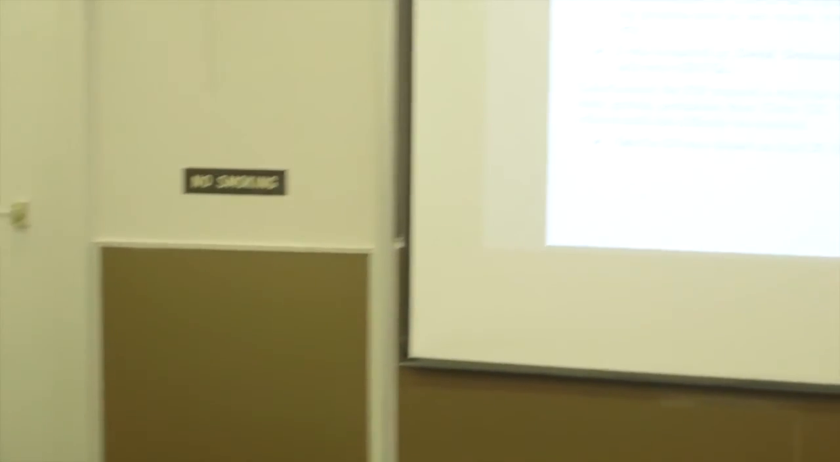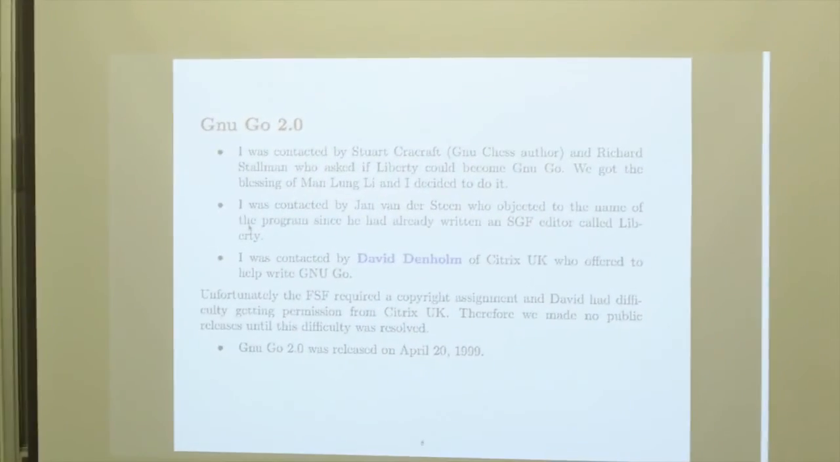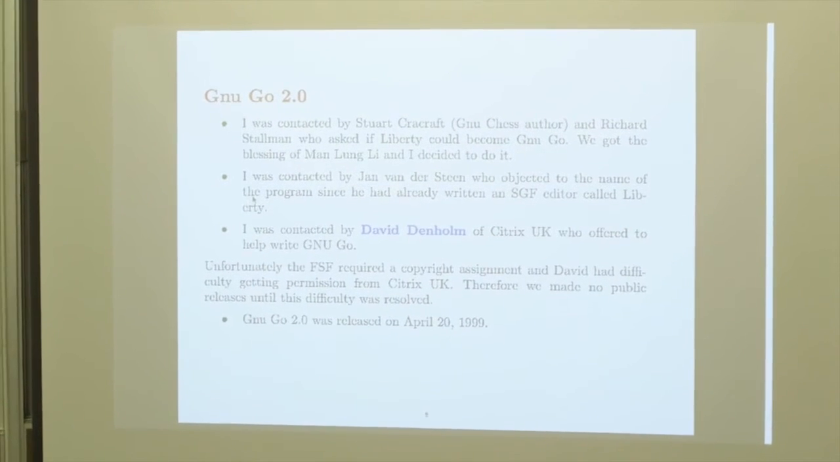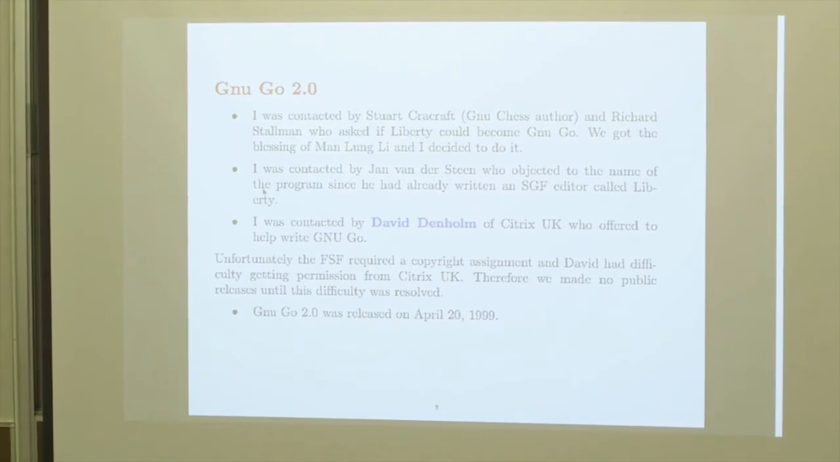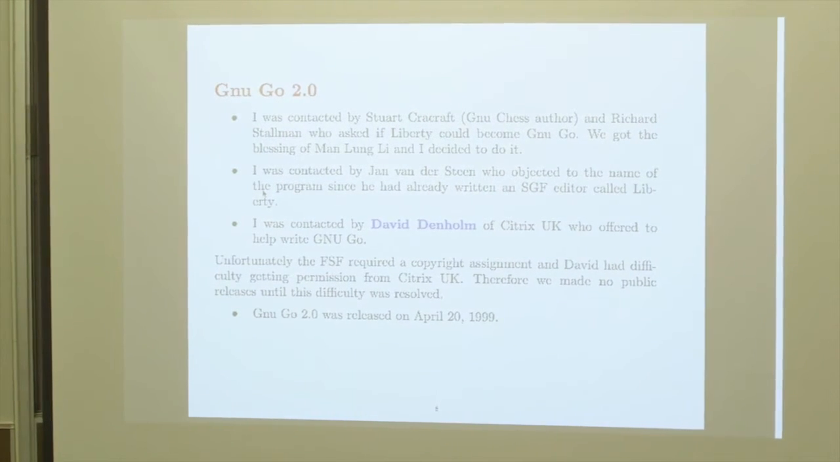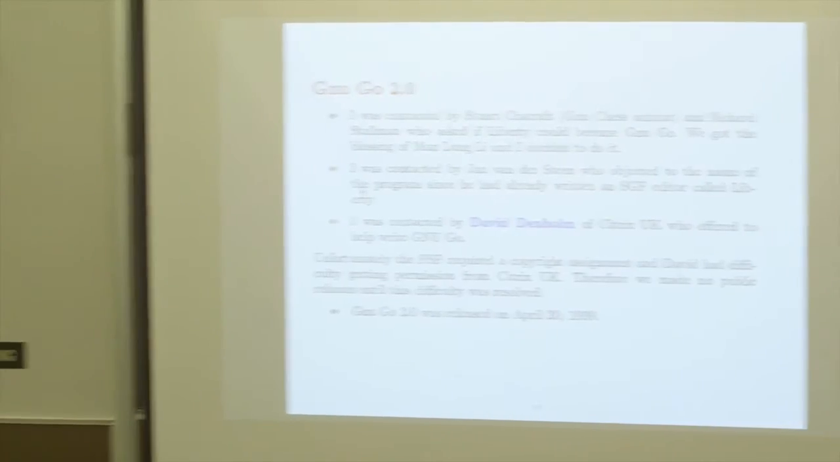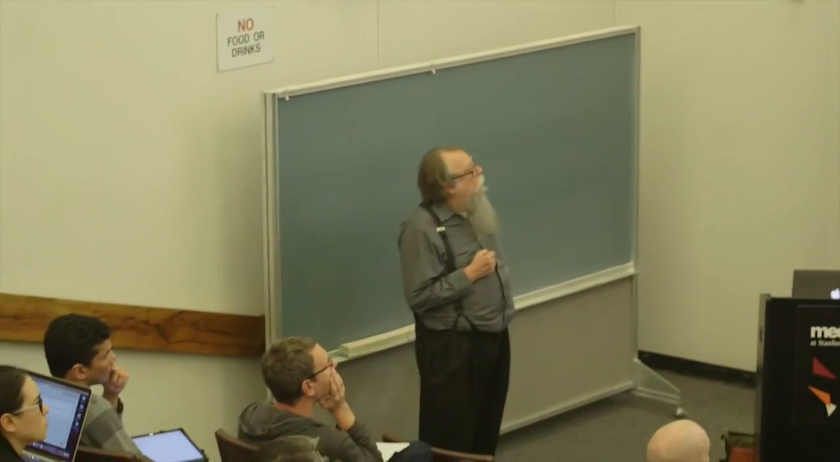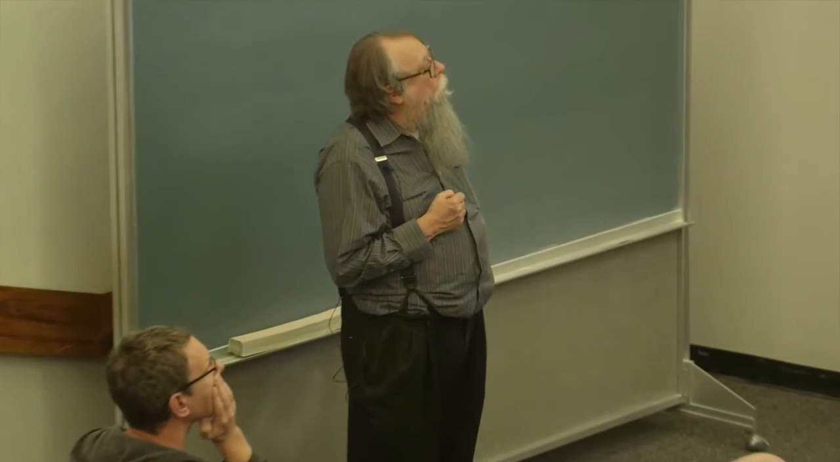So anyway, three things happened. I was contacted by Jan van der Steen in Holland, who had his own program called Liberty, and he objected to the use of the name. I was contacted by Stuart Craycraft and Richard Stallman with the Free Software Foundation and asked if we could take Liberty and make it into GNU Go. I was concerned that Manlung Lee might not be happy about it, but he was okay with it, so we started working on it.